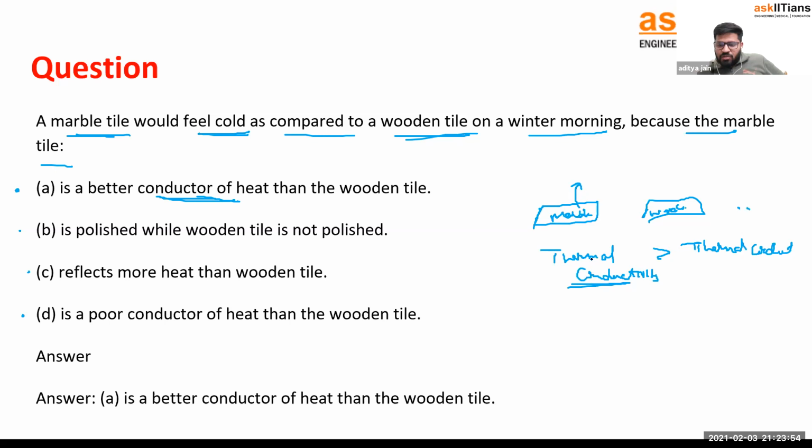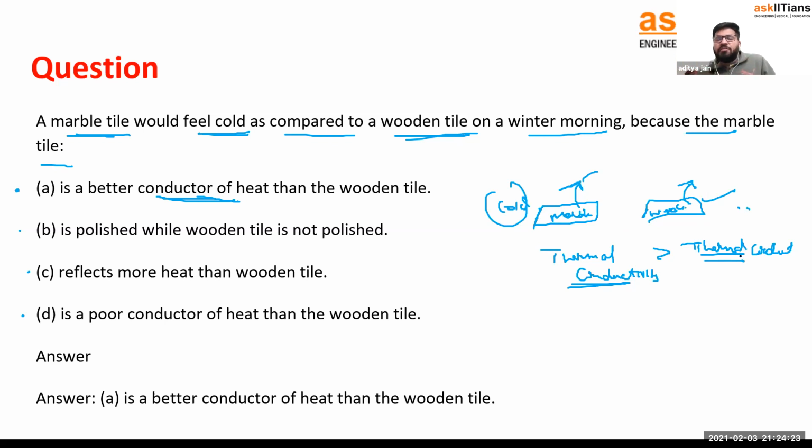So in comparison to the wooden tile, the marble tile will allow the flow of heat from it to the surroundings and will get cold more rapidly than the wooden tile, because the wooden tile will take more time to lose heat because of its low thermal conductivity. So the reason is clear. Marble tile has a higher thermal conductivity, or you can say a good conductor of heat, or a better conductor of heat. So that will allow the transfer of heat to take place in less time.